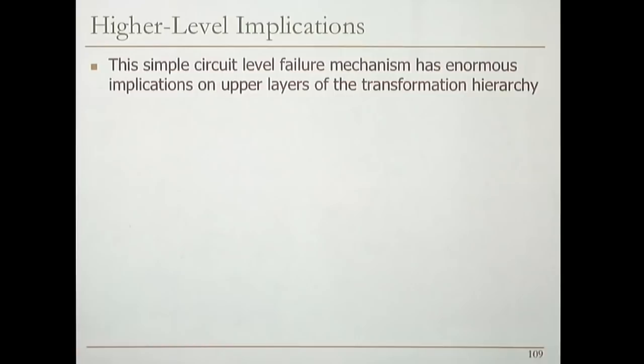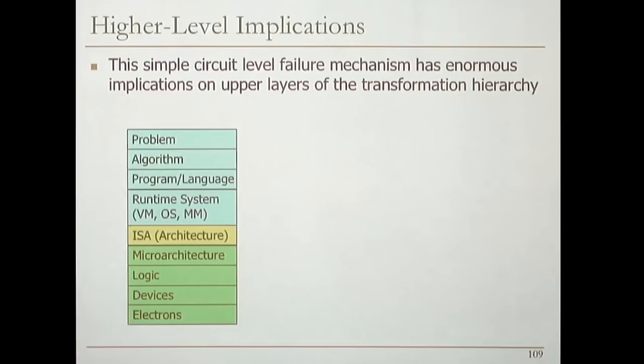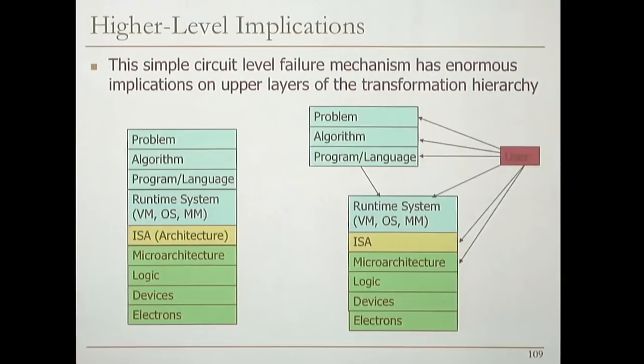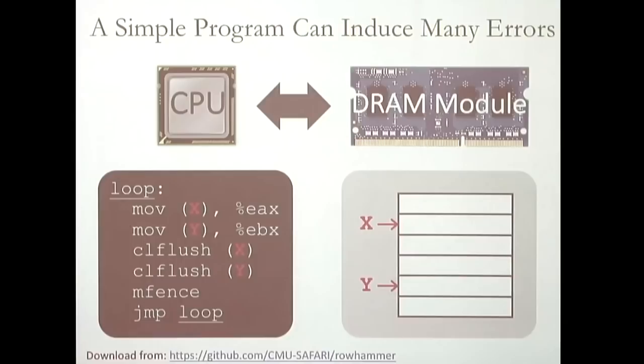So higher level implications. Basically, there are enormous implications on upper layers of the transformation hierarchy. You have this problem over here, but it really affects the system security up there. And it affects the user in the end. So let me give you an example of why. You could actually download this code from our GitHub and run it on your computer and see if your memory is vulnerable. But basically, you can write this 6-line code, which induces rowhammer-induced bit flips at the user level.